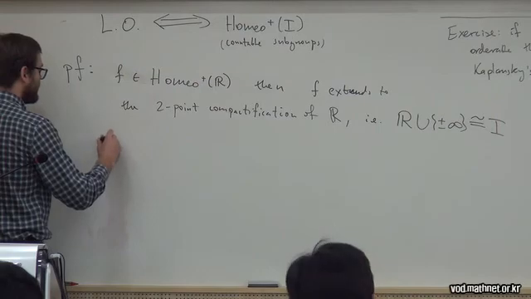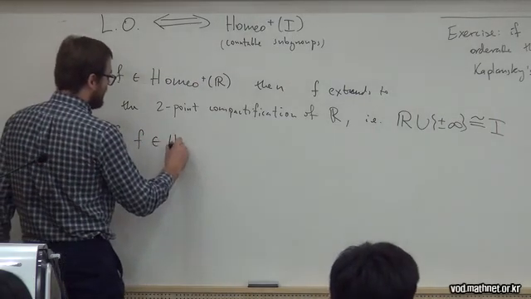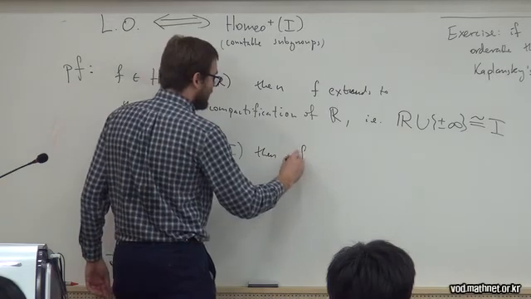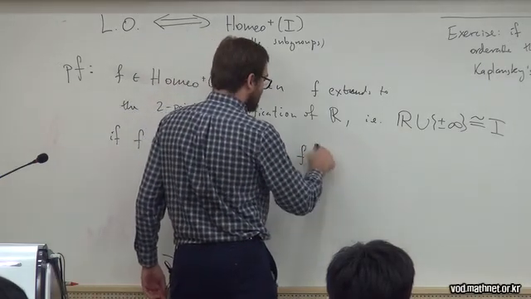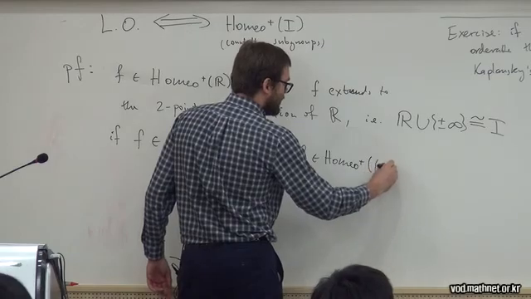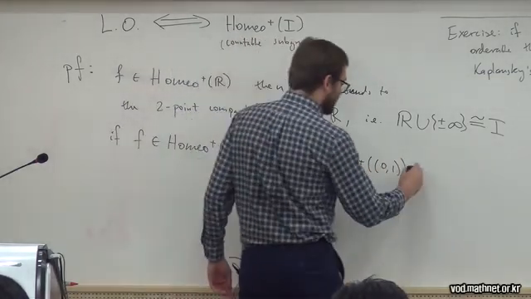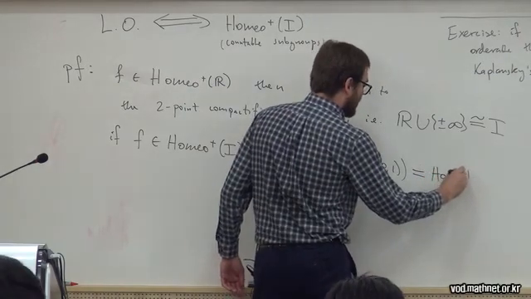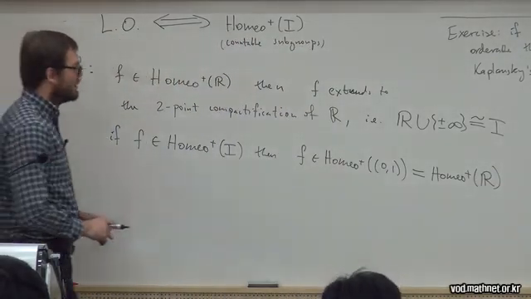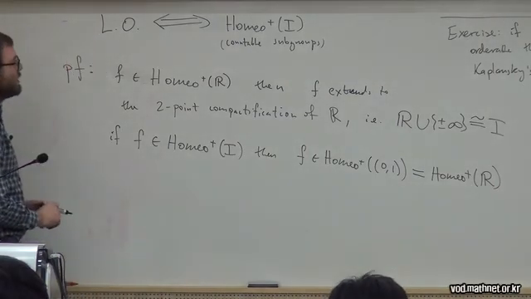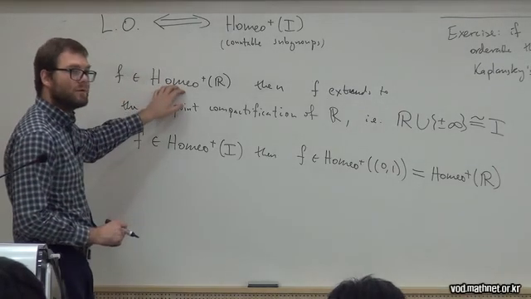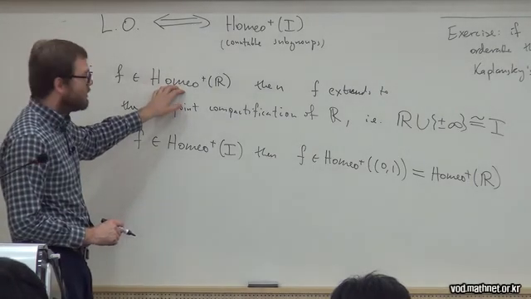And similarly, if F is an orientation preserving homeomorphism of the interval, then F is naturally an element of Homeo plus of the open interval 0, 1, which is exactly equal to Homeo plus of R, because the open interval 0, 1 and R are homeomorphic to each other. So, in particular, it suffices to characterize left orderable groups as exactly countable subgroups of orientation preserving homeomorphisms of R.